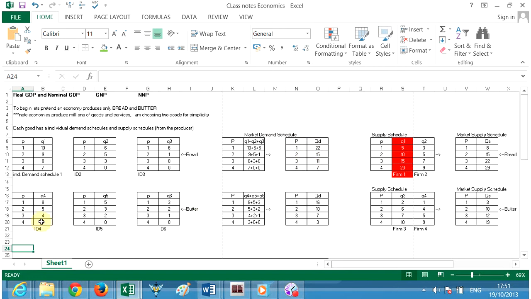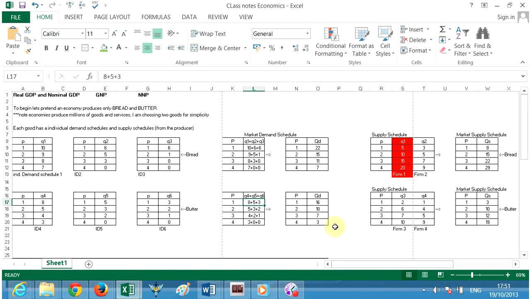Now butter is down at the bottom. This is the individual demand for a person, for an individual. This is another individual, and this is another individual. Once we add these individuals together, and I did it here, 8 plus 5 plus 3, we get a market demand schedule for butter. At the price of 1, the market quantity demanded is 16, at the price of 2, 10, and so on.